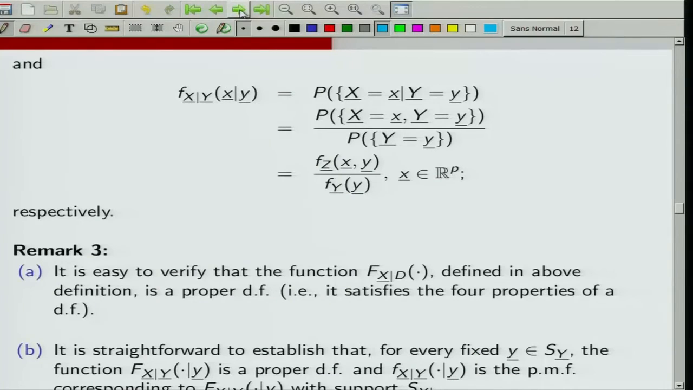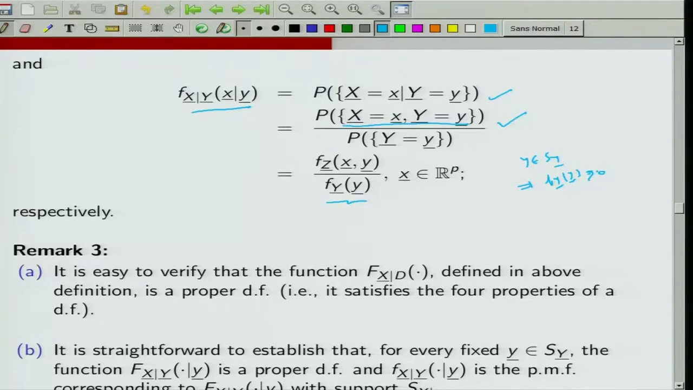So, this is how you get the conditional distribution function. What would be the conditional probability mass function? f_{X|y}(x), which is the same as probability X = x given Y = y, which is the same as probability X = x, Y = y divided by probability Y = y, which is the joint PMF of X and Y, f_Z(x, y), divided by the marginal PMF of Y at y. Now, note that here y is in S_Y, so this would imply that f_Y(y), which is probability Y = y, is positive. So, this conditional probability mass function is well defined.